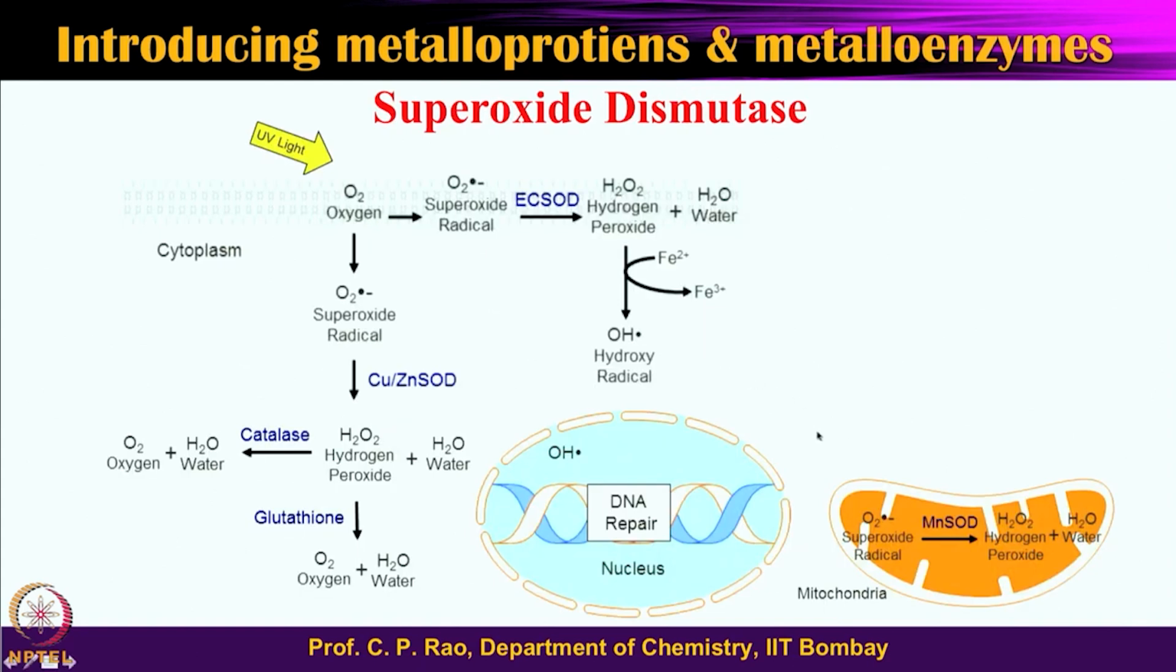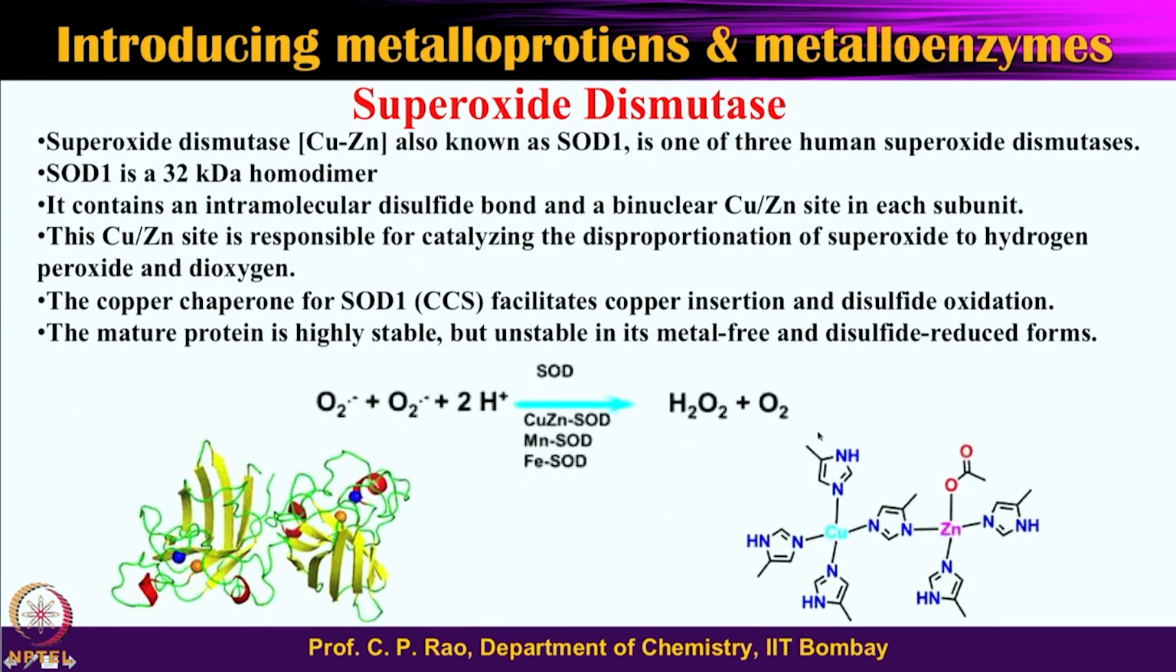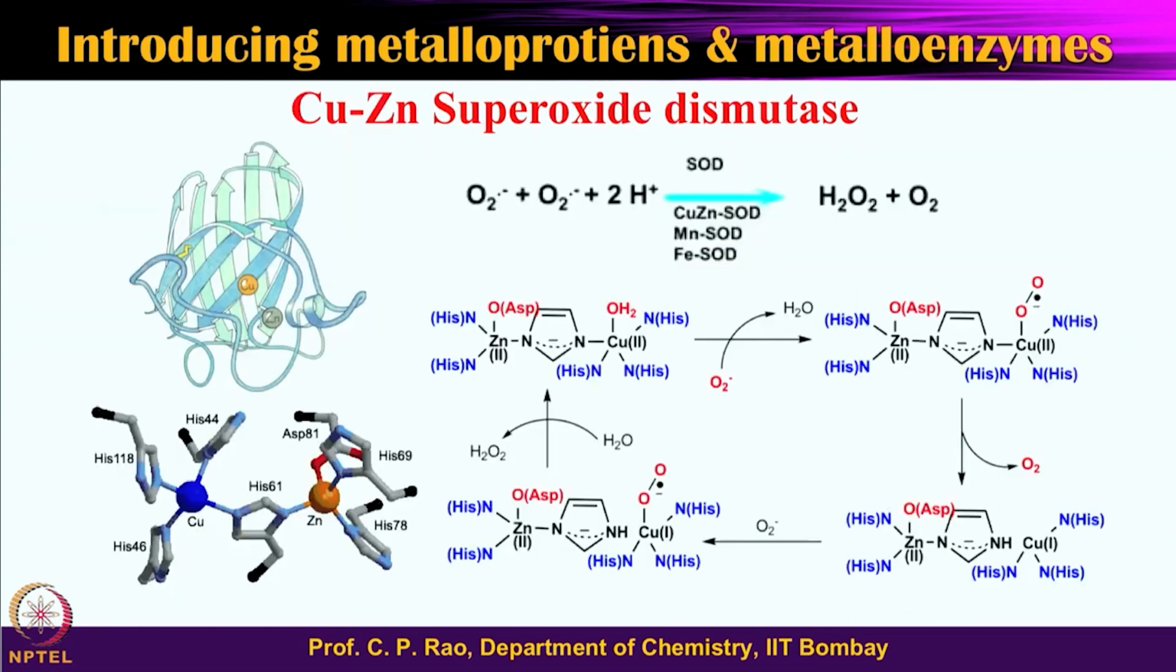We have already studied this kind of an enzyme several times, and this is a bit different from what we have studied in iron, what we have studied in manganese, etc. Here you have a copper and zinc. So, copper and zinc are connected by the imidazole, and that imidazole is the one which is bridging the two. And here what happens, the one O2 minus is oxidized to O2, that means copper is reduced to Cu1, and the second mole of O2 minus is further reduced to O2 minus, that means copper 1 is oxidized to copper 2, and that is what the mechanism is.